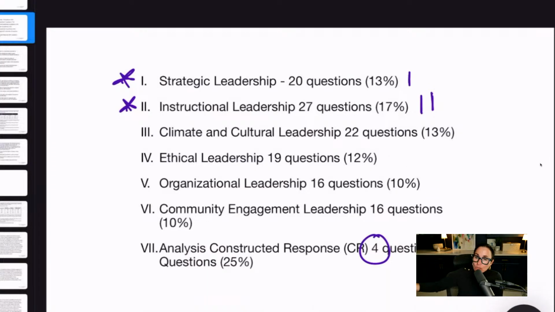And all of the good words we talked about: data-driven decision-making, job-embedded professional development, community engagement, engaging with stakeholders, documentation, due process, all those words, you need to be using those in the constructed response. Take what you've learned and apply it to the constructed response.